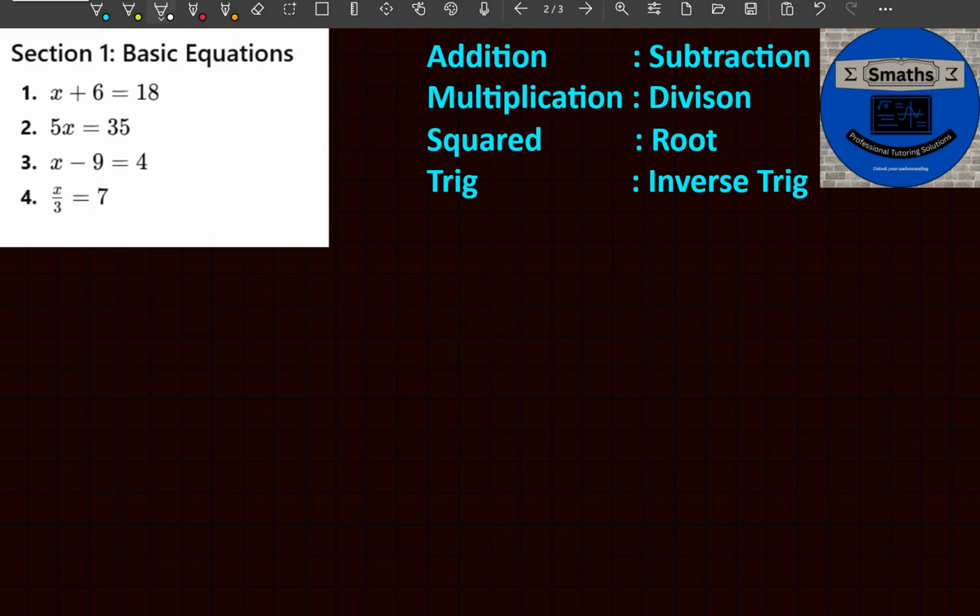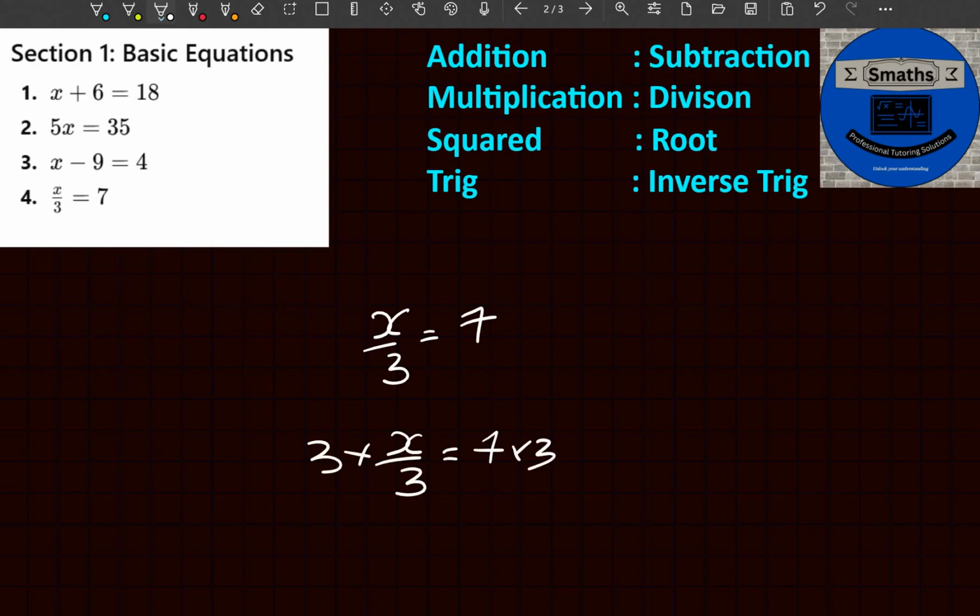Last of section 1, we see that x over 3 is equal to 7. We want to solve for x, but we have this 3 that divides x. To get rid of this divided number, we would multiply. So I multiply both sides by 3. The 3's cancel, and x is then equal to 21.